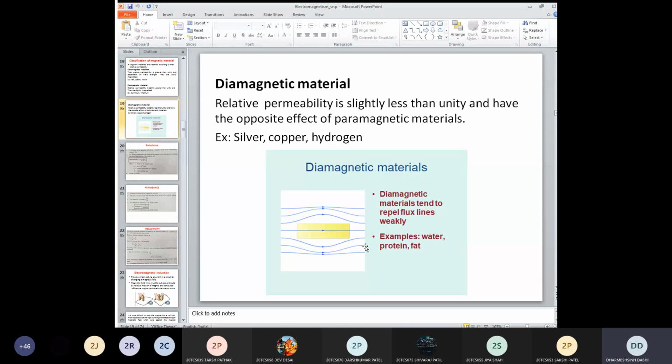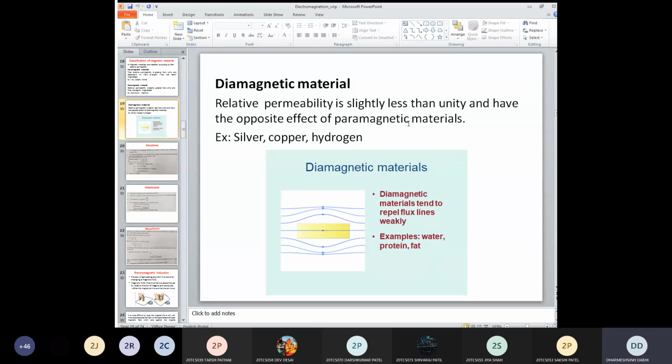Opposite effect means paramagnetic material can easily pass the flux lines through the material, but diamagnetic material cannot easily pass the flux through it. So you can see here in the figure, a very small number of flux lines pass through diamagnetic material because the flux lines are repelled from this material. That's why a very small amount of flux is able to pass through, and that's why its permeability is less than 1.